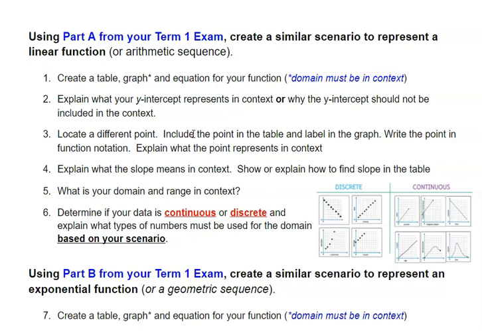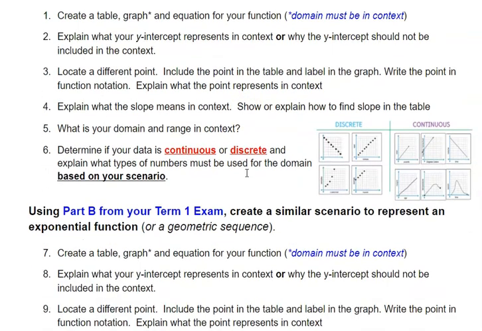Like for the talent show, it didn't have a y-intercept because there is no 0 place in a contest. But the other one did have a y-intercept, the one for the exponential. So it may be different depending on what you're doing. You will need to locate a different point other than the y-intercept and label that point or show that point in the graph, and make sure that point is showing up in your table.